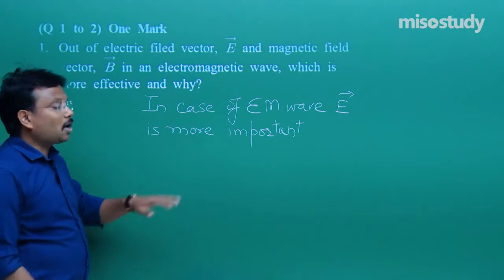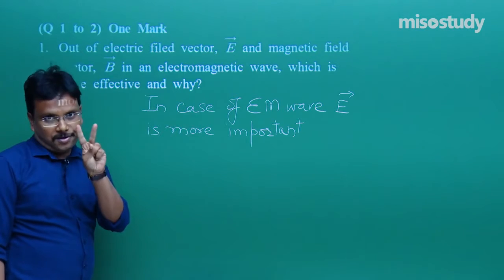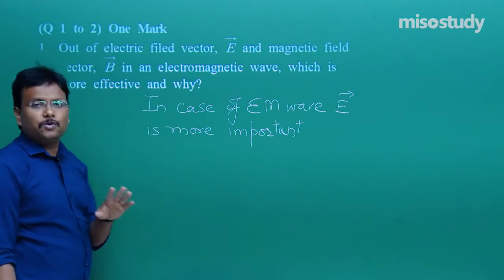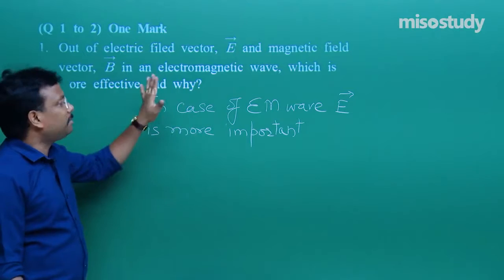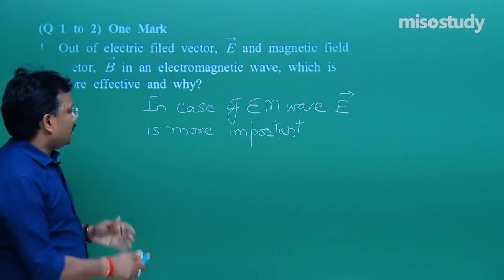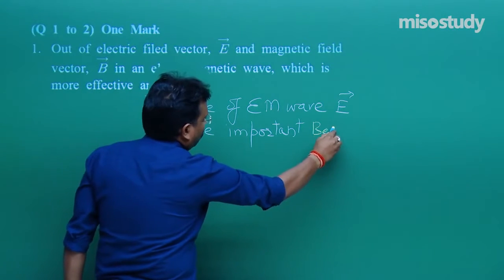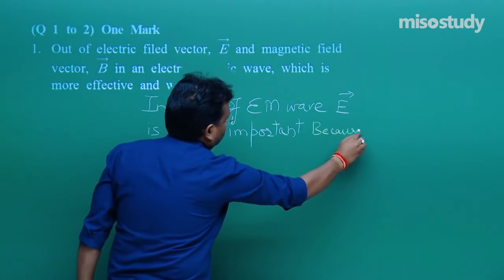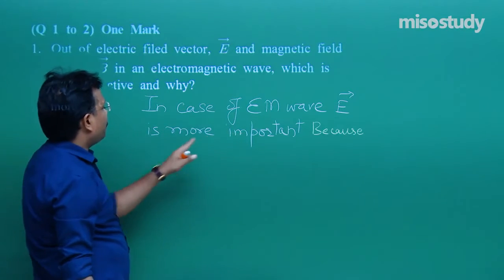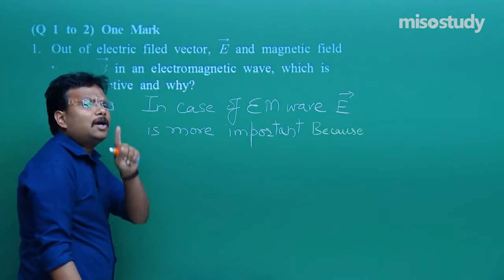Now, it is so because of the following reasons. First thing, I will give you two causes. I think in 1 mark you need not mention that much, but I am telling you so that in future you can use it anywhere. In case of an EM wave, E, that is the electric vector, is more important because there are two reasons.